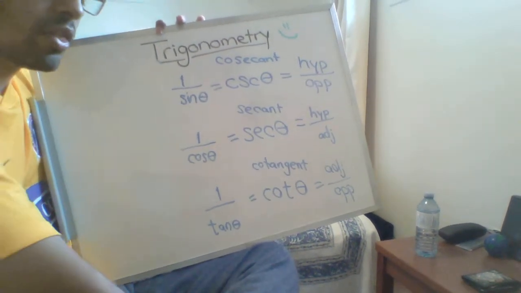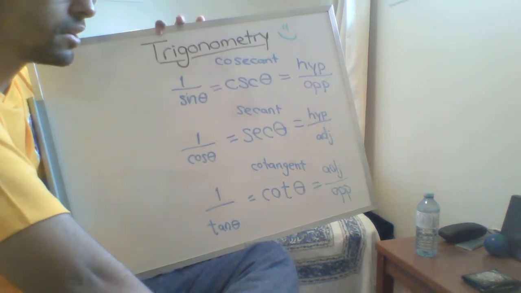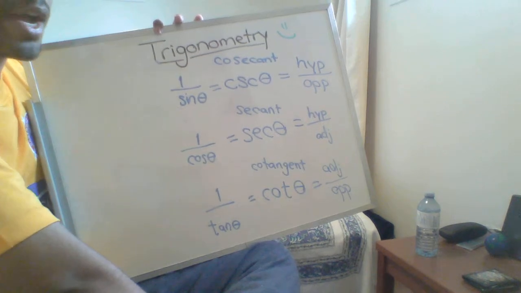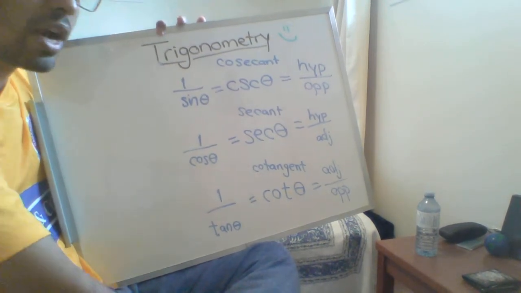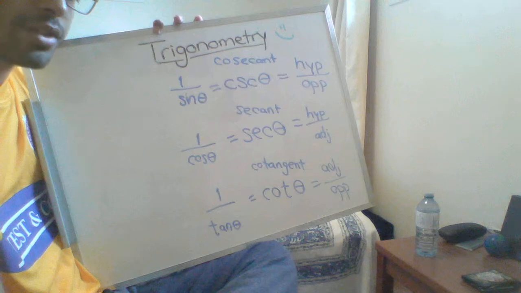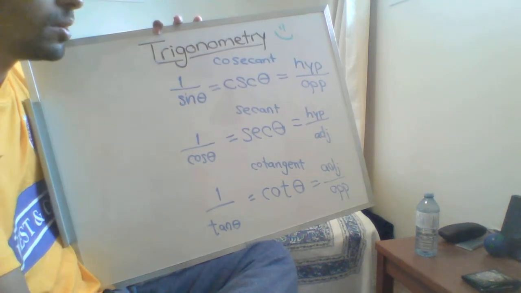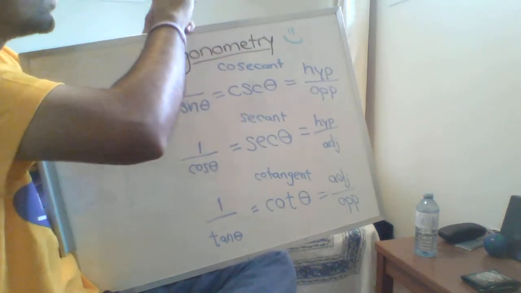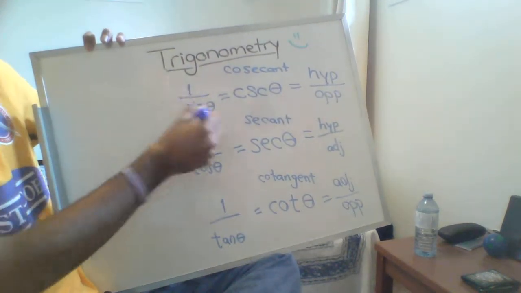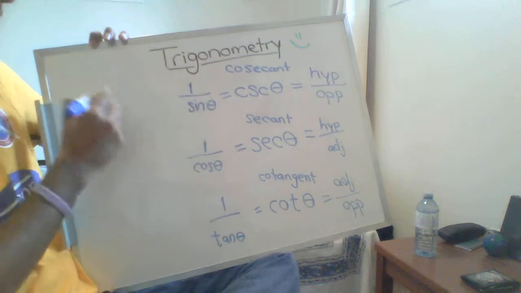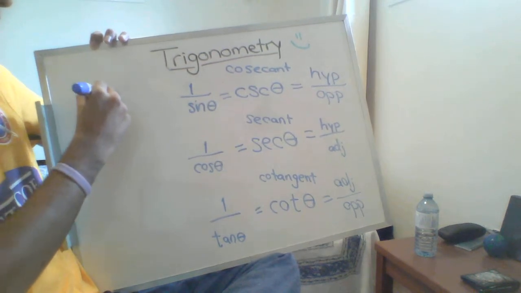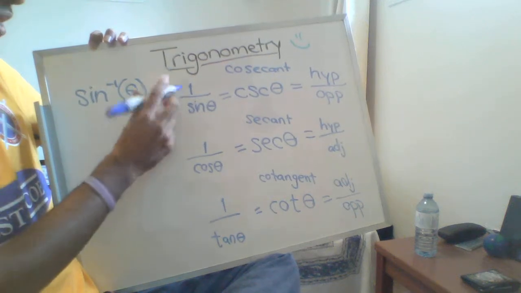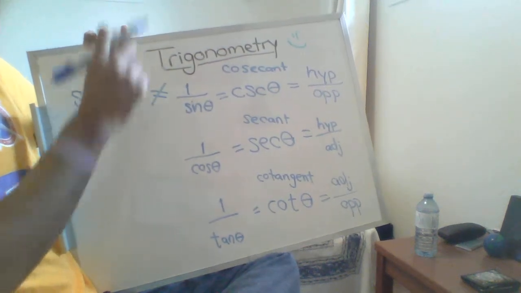I won't test you on them. You won't have an exam question that says calculate secant of this angle and I'll give you a diagram. I'll only ever ask you for sine, cosine, tangent. But these are important because a lot of people will confuse 1 over sine theta, that is cosecant theta, with sine inverse of theta. This and this are not the same thing.